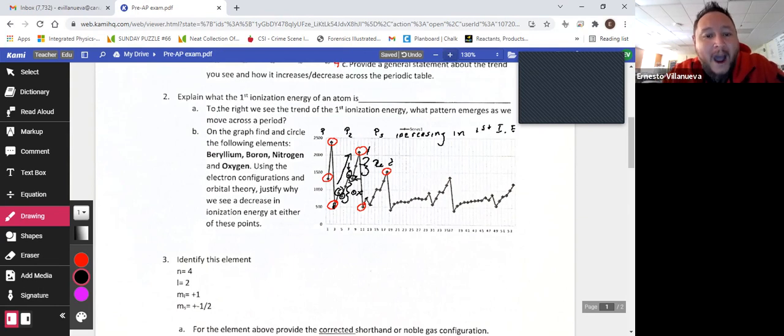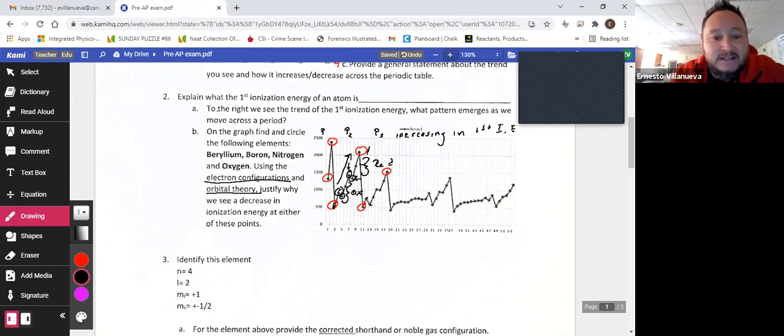So it's asking you, why do we see this pattern? Why do we see a slight uptick in ionization energy, and then a downstroke in ionization energy from one element to the next? Now, it tells you explicitly here, use electron configurations and orbital theory to justify your conclusions, right? And it doesn't say you have to do all of them. It says you can do either one or the other, okay?